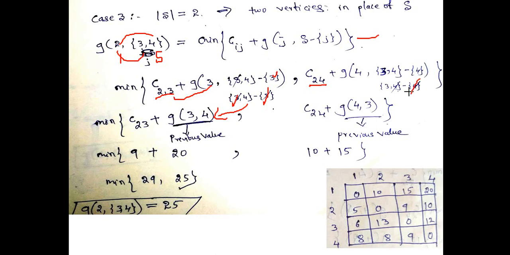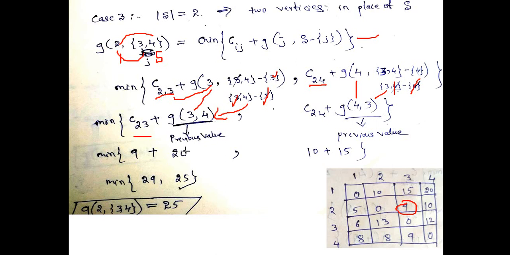Similarly here 2 4. I value is 2, J value is 4. S value is two values, 3 comma 4. 3 comma 4 minus 4. So exclude 4 here. Remaining is 3. Just write 3. 4 as it is, 3 you have to write, and the 3 as it is, 4 here as it is.